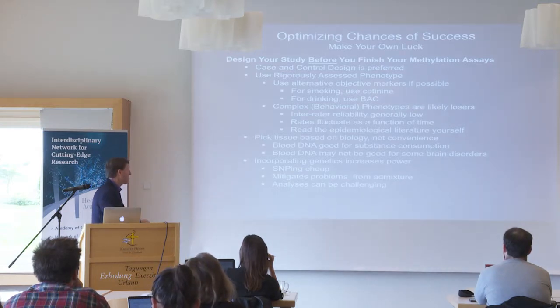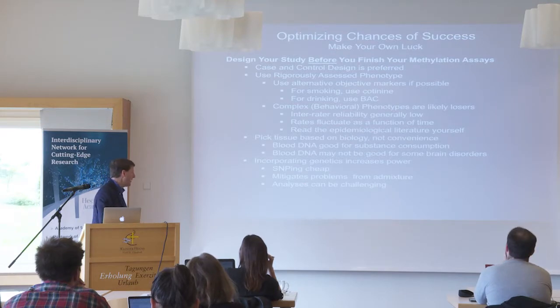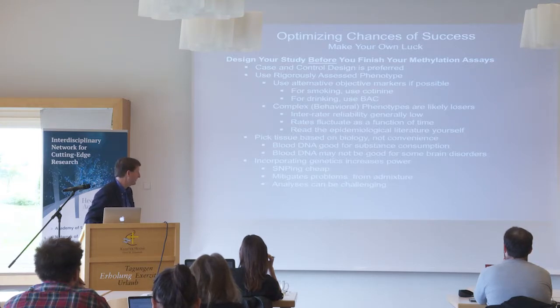Finally, incorporating SNP genetics into your regression analyses increases power. SNPing is cheap compared to the genome-wide analyses. It doesn't cost much more, an extra $20 a sample, and it can mitigate problems from population admixture.